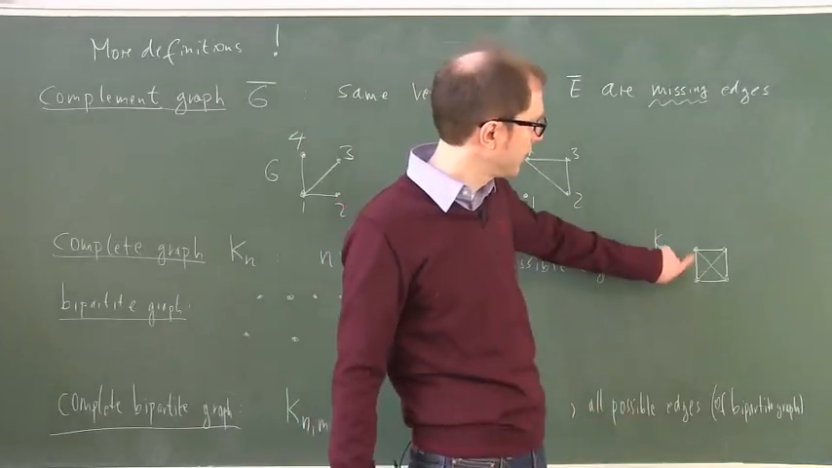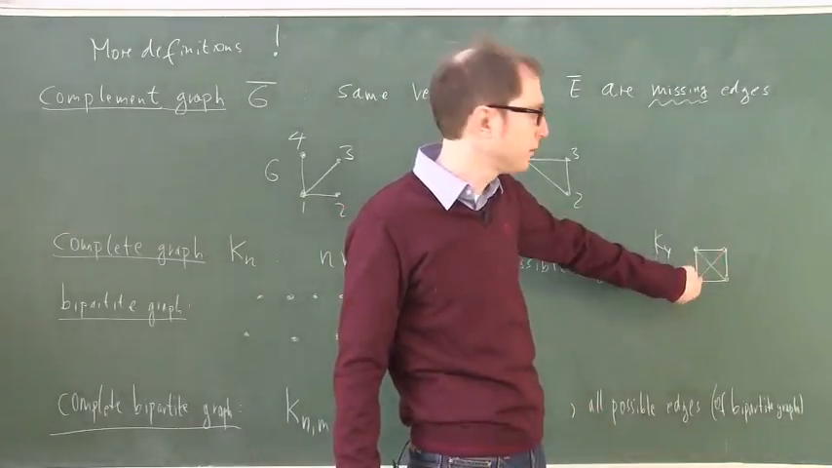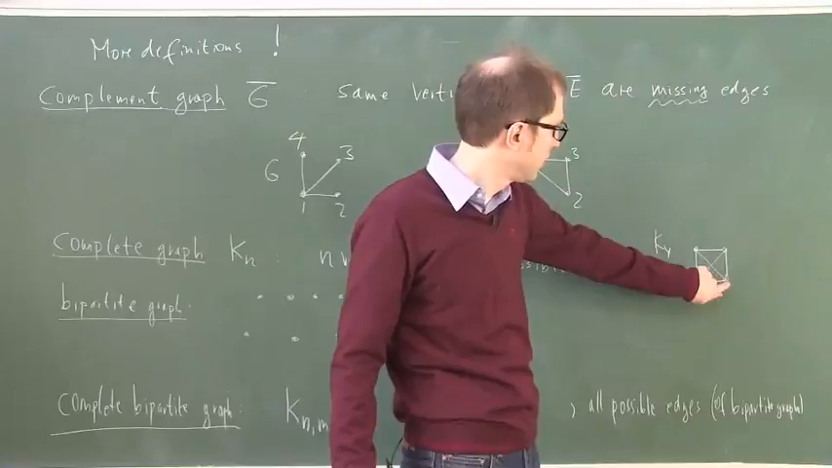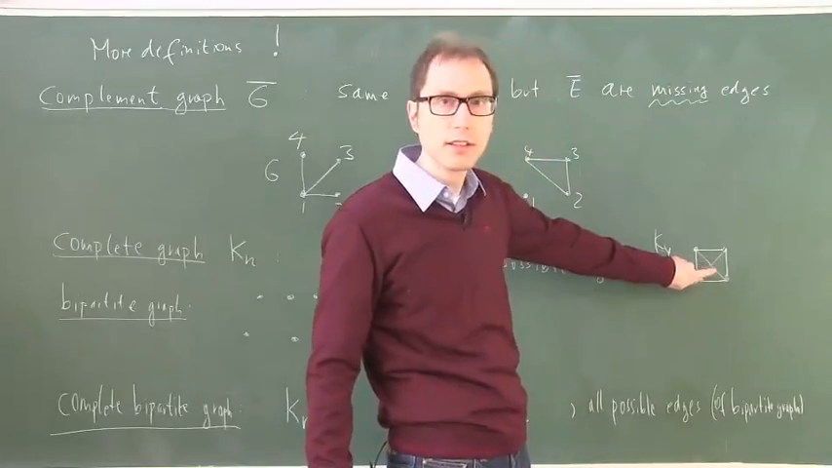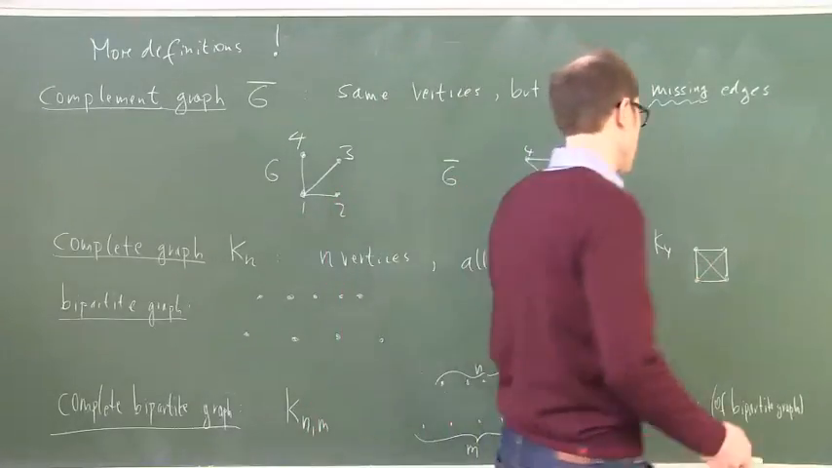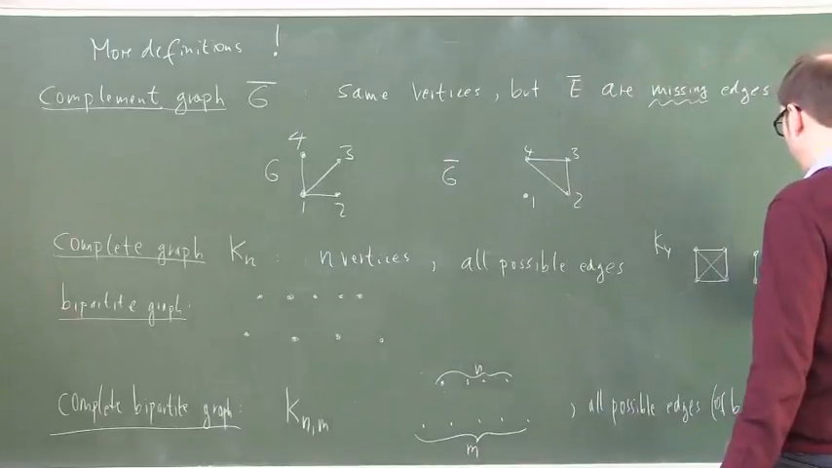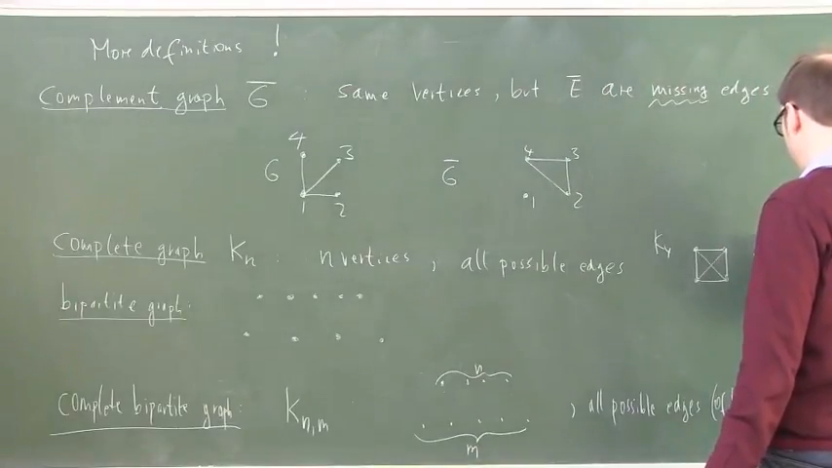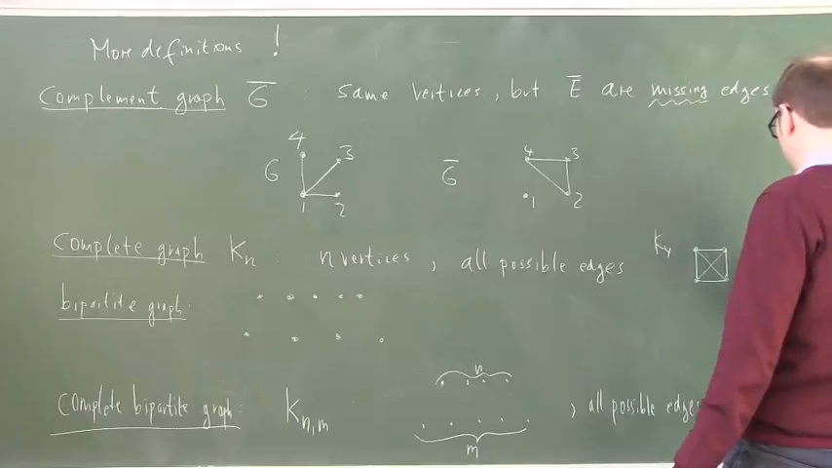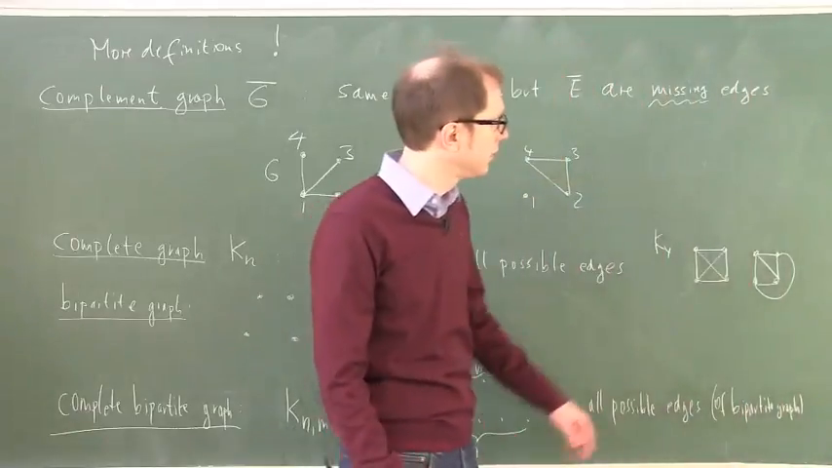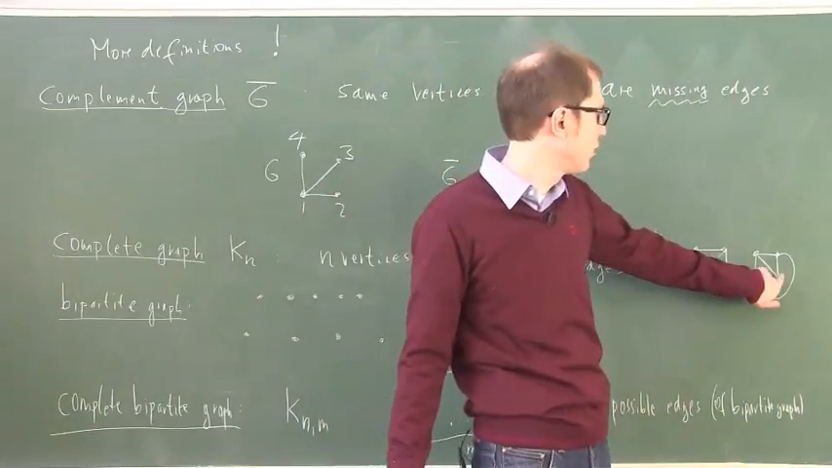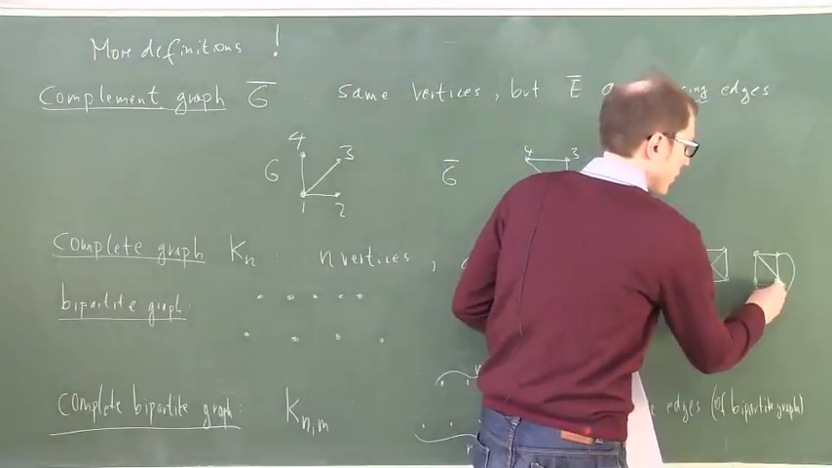We have 4 vertices, and now we connect them in all possible ways. So here, here, here, here, here, and here. So this is not a vertex. And actually, just for the fun of it, let's draw it differently. So maybe here you're not sure if it's a vertex or not. Now you should be definitely clear what the graph is.